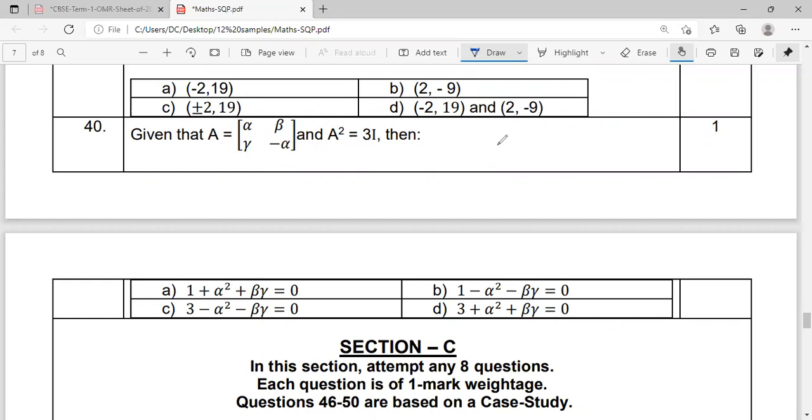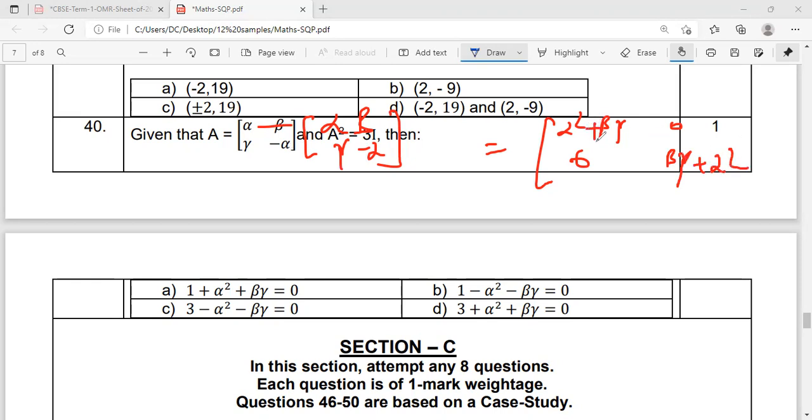If A is equal to this, A square is 3I. So what would be A square? A square would be A into A. I'll multiply this by alpha, beta, and gamma, minus alpha. The first row, first column gives alpha into alpha, alpha square, plus beta gamma. This gives alpha beta minus alpha beta, which is 0. Again, alpha gamma minus alpha gamma is 0. This into this, beta gamma plus alpha square.